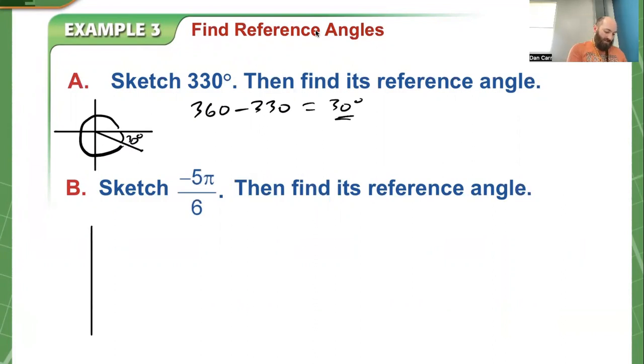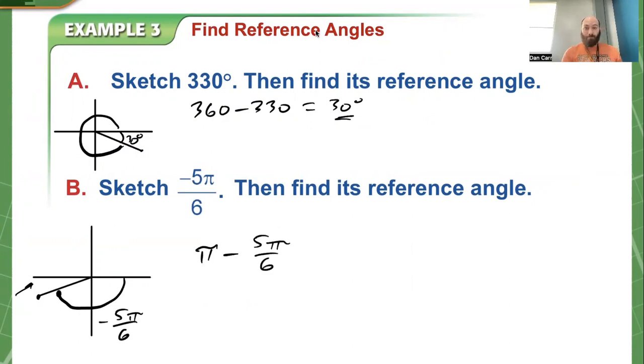Negative 5 pi over 6. All right, so negative 5 pi over 6, I'm going to go the opposite direction. Notice it's not quite pi because that would be negative 6 pi over 6. So that puts me in the third quadrant over here. So if I draw that out right there, okay, it's close is the idea. This is negative 5 pi over 6. So I've got to figure out what this is. Well, the whole thing is 180, so I can just take pi minus 5 pi over 6. If I do that, then I get 1 pi over 6. So that's my reference angle right here. This angle is pi over 6.